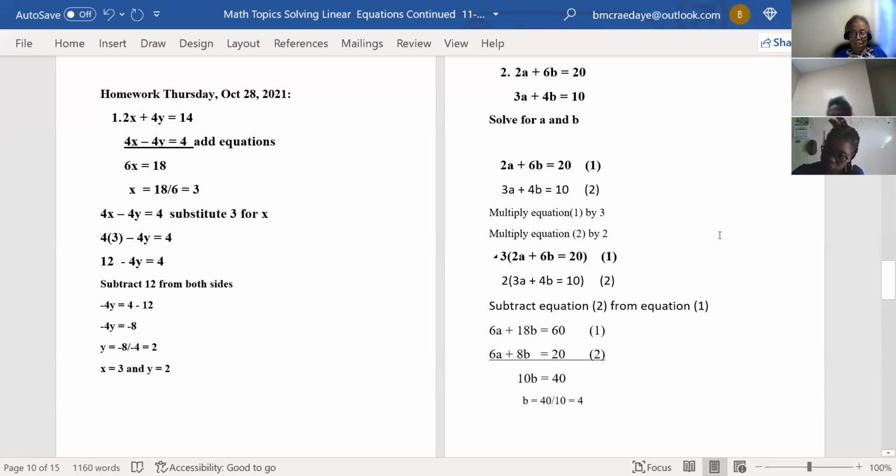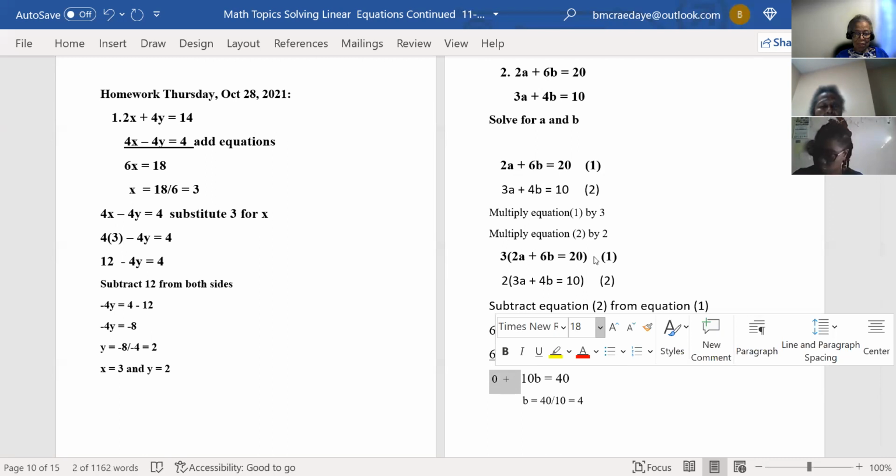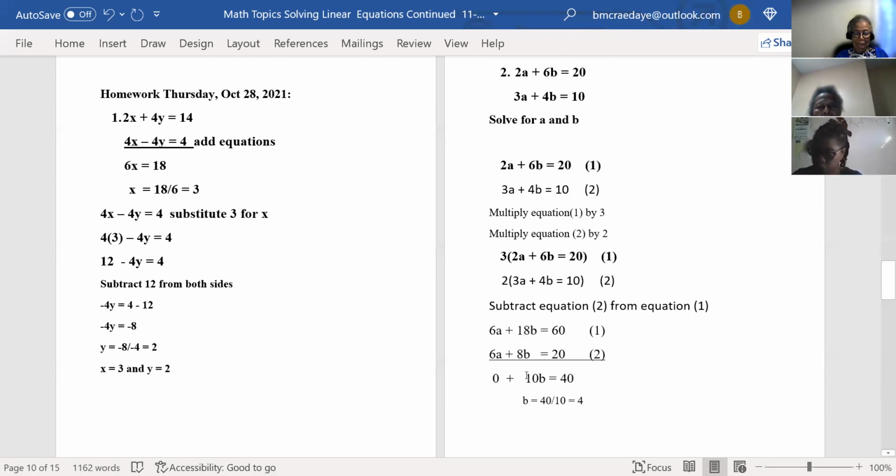That's the only way you're going to get to divide, because if you add it, you're going to get 6a plus 6a is 12a, and you still have a and b, right? So you subtract so you can eliminate the a, because 6a minus 6a is 0. See, this is a 0 here. Therefore, I have left 10b is 40, and b is 40 divided by 10, which is equal to 4.